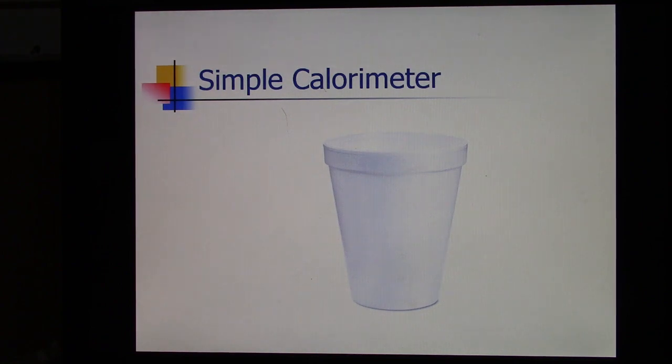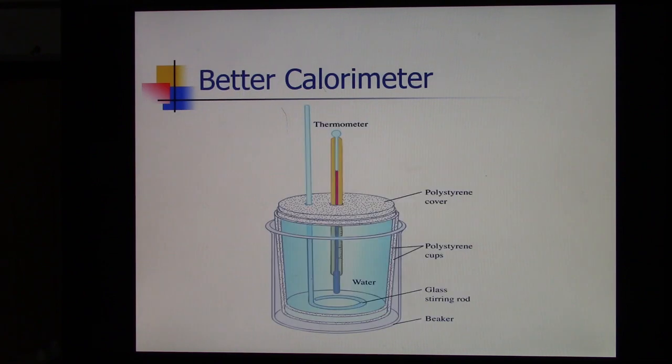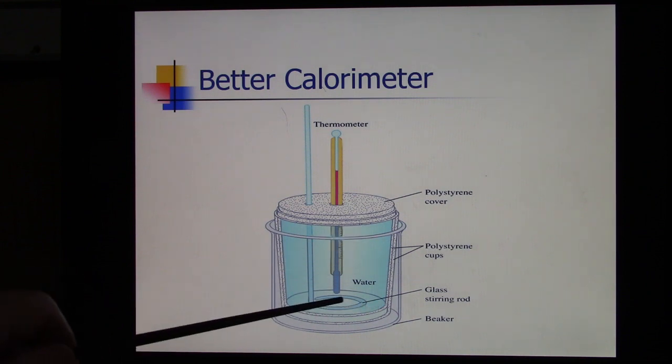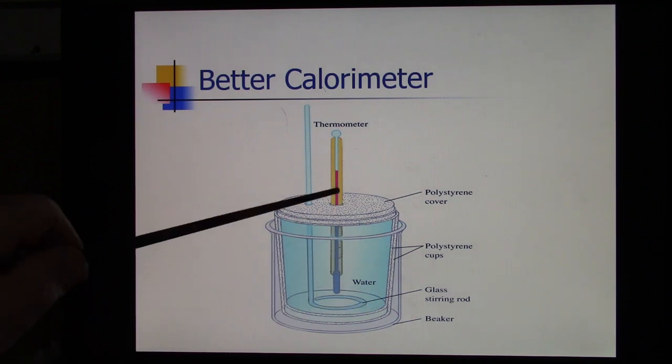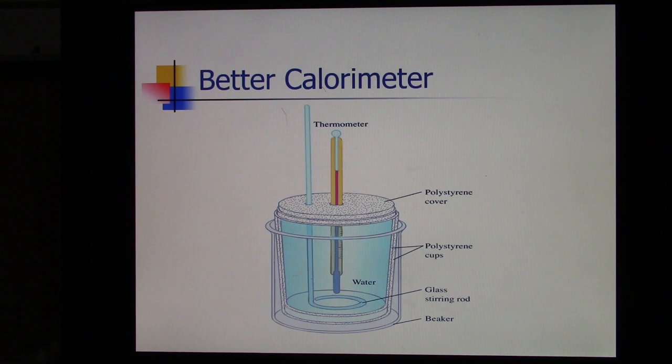A simple calorimeter, which is used a lot in schools, is just a regular styrofoam coffee cup, a lid, and a thermometer. That's pretty much all you need. If you want something a little more sophisticated, you can use something like this, which is also a polystyrene, styrofoam cover with a thermometer. You can use a stirrer if you like.